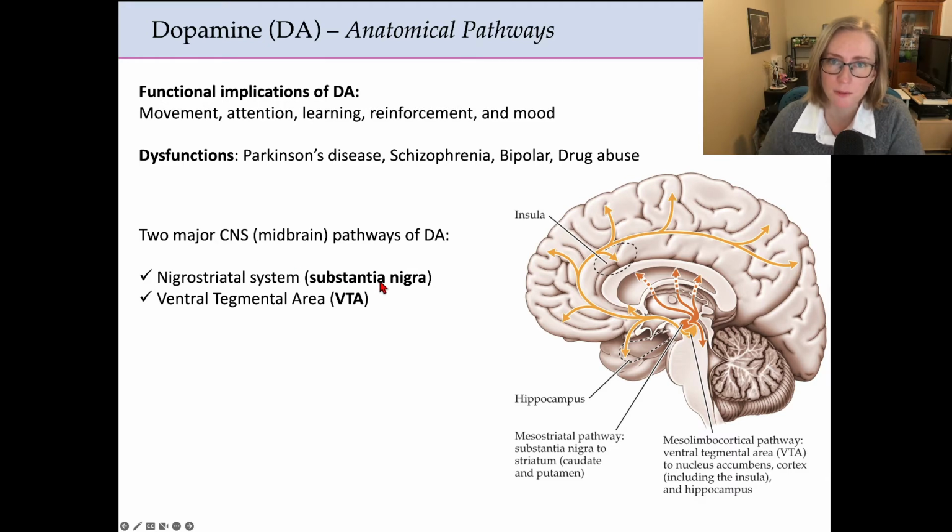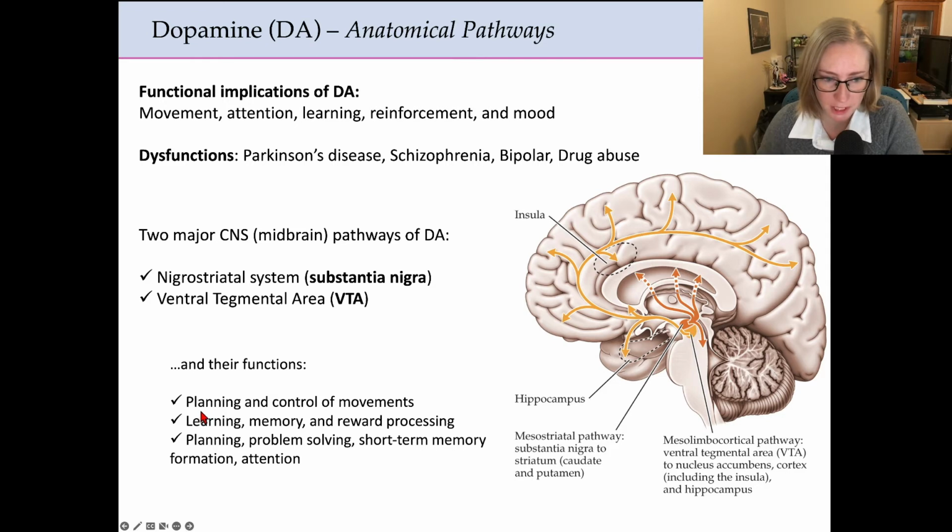One major area is the substantia nigra, which literally translates to black substance. And the other is the VTA, the ventral tegmental area. As you can see here, you're not going to need to know right now where each of those pathways goes, but you can see that some will go to the center of the brain, the limbic system and basal ganglia system, whereas the other system actually goes out into the cortex.